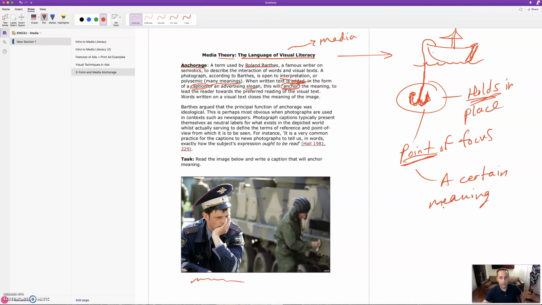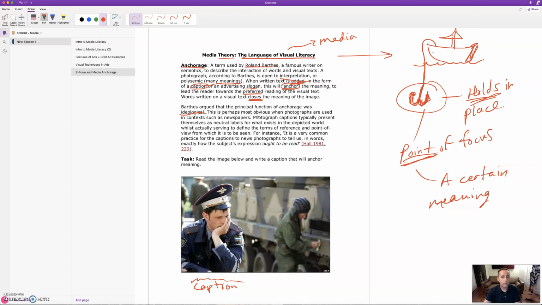So really it's directing us in terms of what to think the image means. Okay? This leads the reader toward the preferred reading of the visual text. Words written on a visual text closes the meaning of the image. So they're forcing us to interpret the visual element through the words of the caption down below. So he argued that the principal function of Anchorage was ideological. So they want to convince us of their perspective.